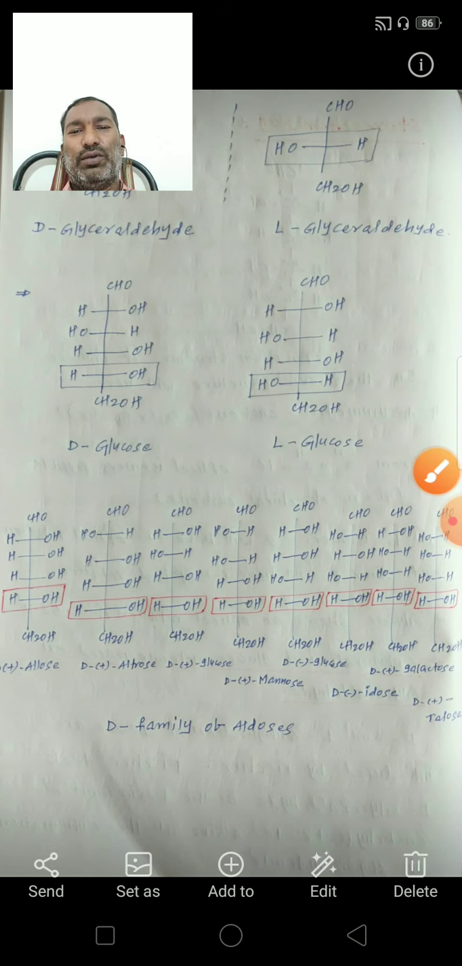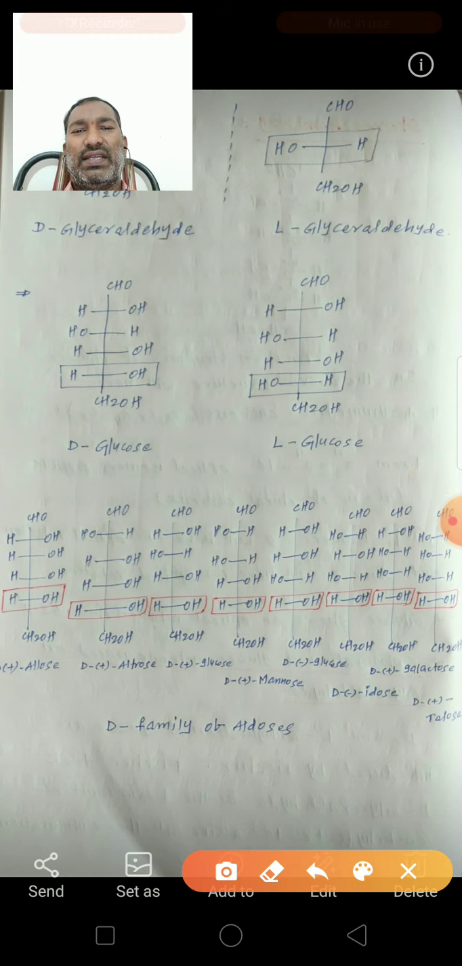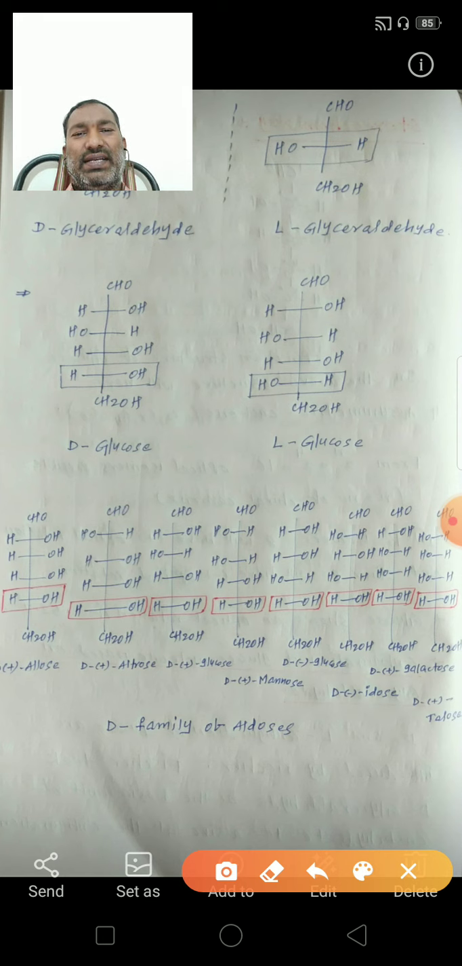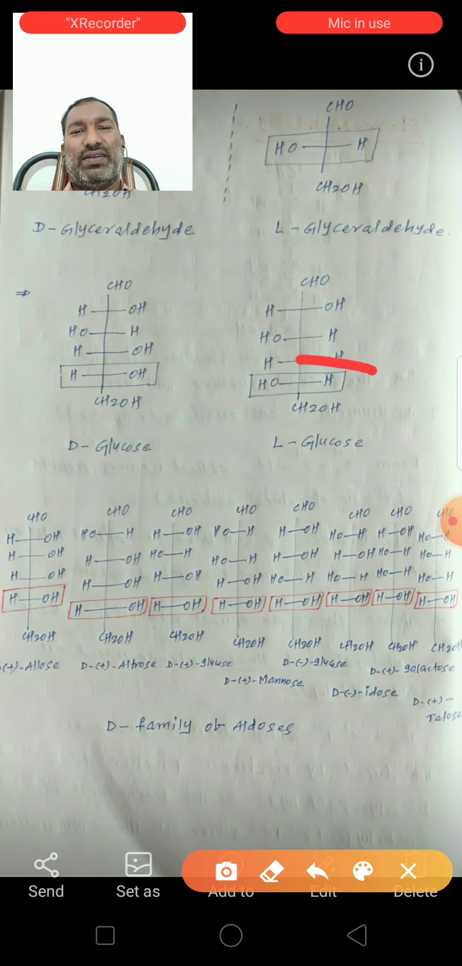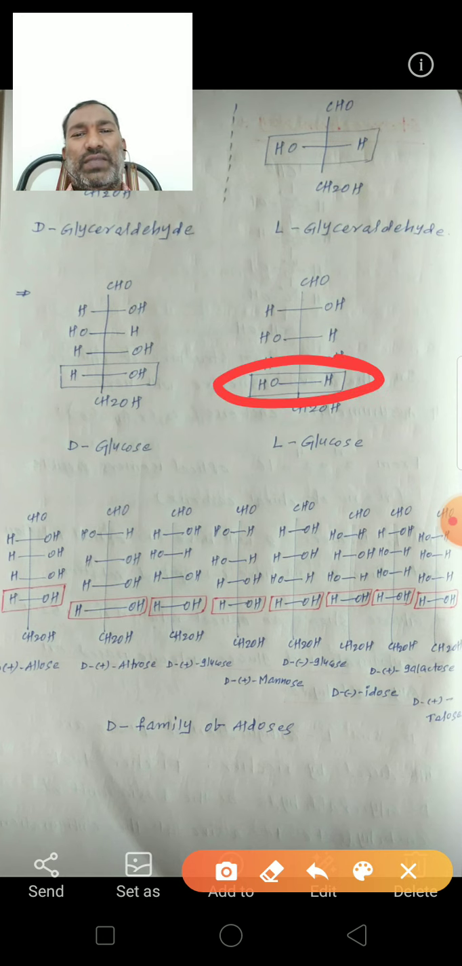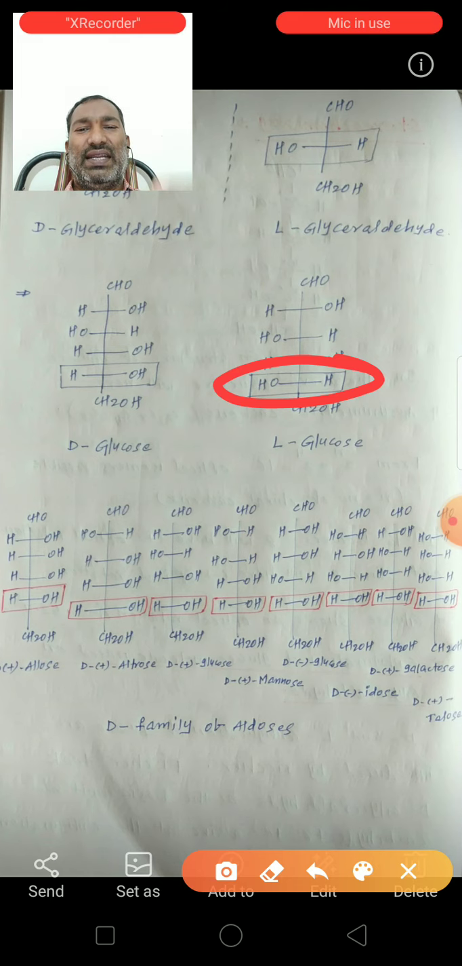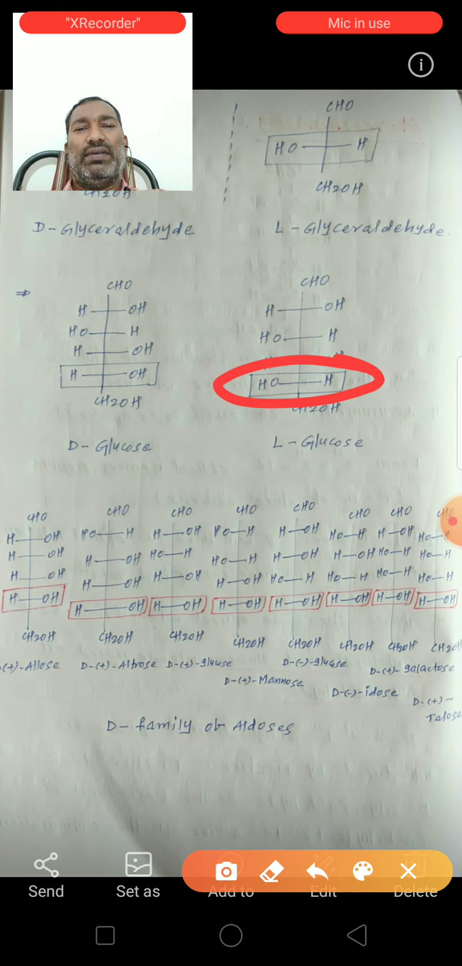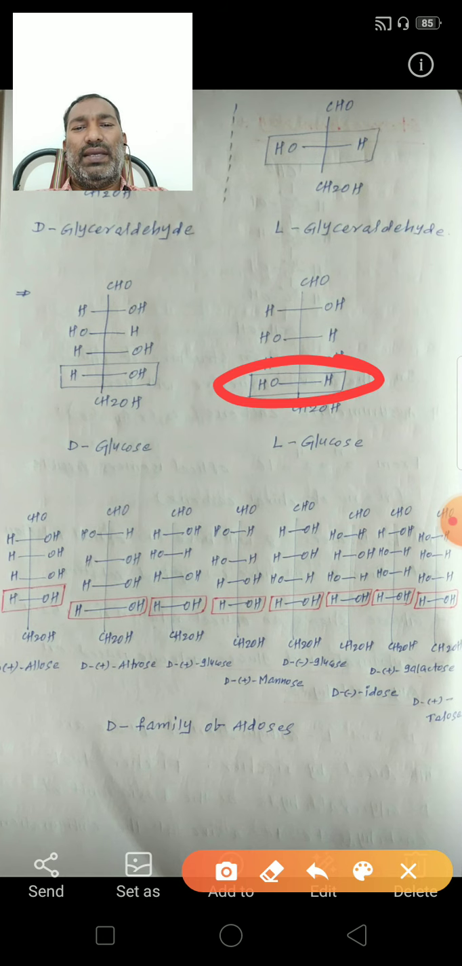This is D-glucose. See here L-glucose. The fifth carbon OH is on the left side. So it is L-glucose. These D-glucose and L-glucose, that means the D and L configurations, are explained on the basis of D- and L-glyceraldehyde by Fischer.